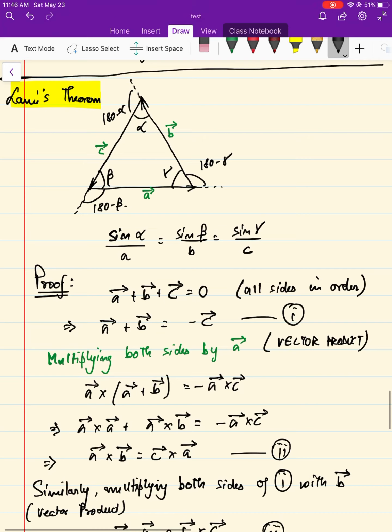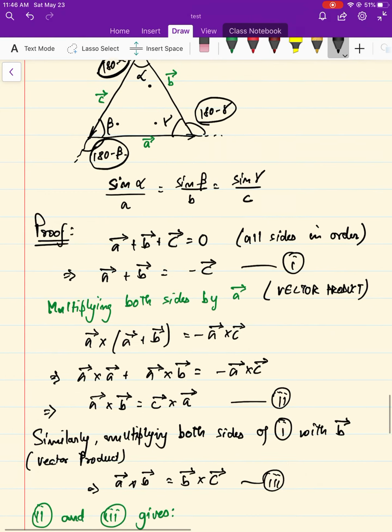Our final topic for the day is Lamy's theorem. So Lamy's theorem states that if we have three vectors A, B, and C, and the angle between the vectors A and B is 180 minus gamma, as I mentioned over here, the angle between B and C is 180 minus alpha, and between C and A is 180 minus beta, while the internal angles are beta, gamma, and alpha. We say that sine alpha by A equals sine beta by B equals sine gamma by C.